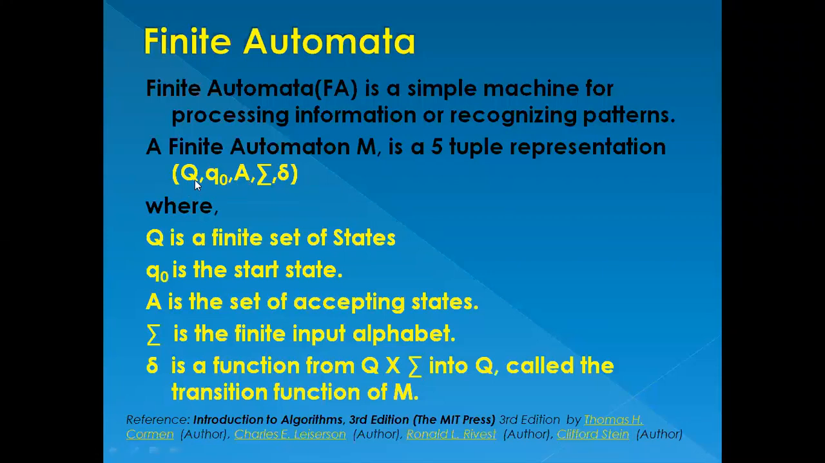It consists of Q. Q is the finite set of states. Q naught is the start state or the initial state. A is the set of accepting states. Sigma is the finite input alphabet. And delta is the transition function of the finite automaton M.